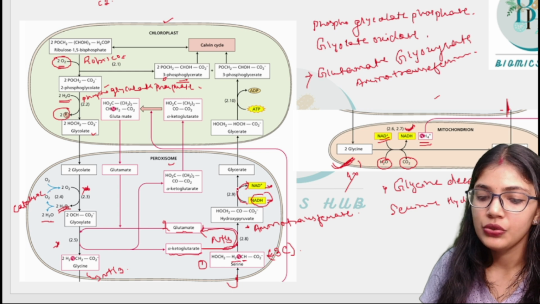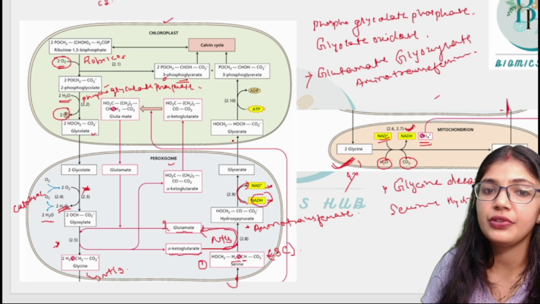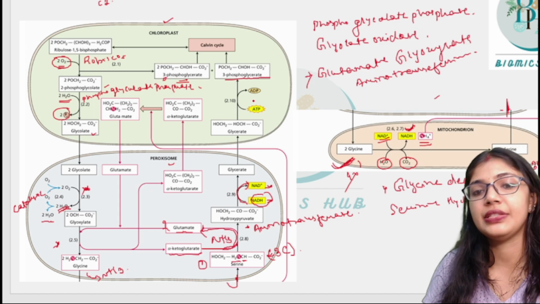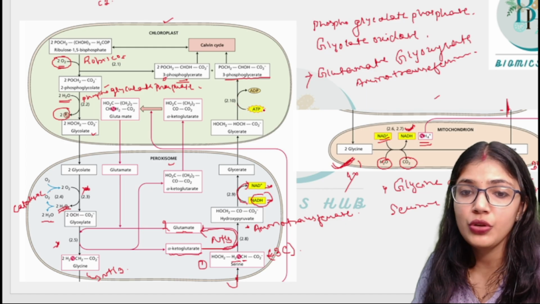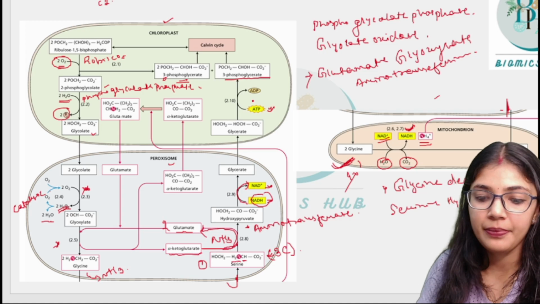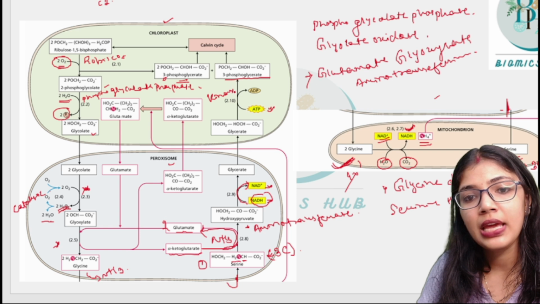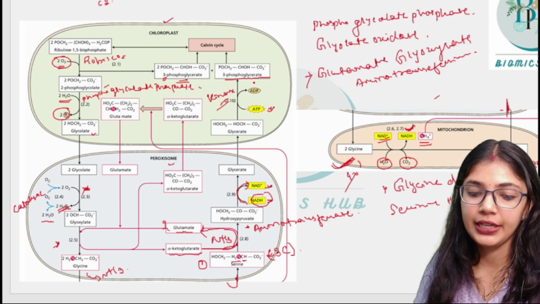Okay. So next, this glycerate will be transferred into the chloroplast. After the glycerate is transferred into the chloroplast, it will be converted into 3-phosphoglycerate. That means here a phosphate is being added, so there is utilization of ATP. There is involvement of another enzyme which is known as kinase for converting this glycerate into 3-phosphoglycerate.